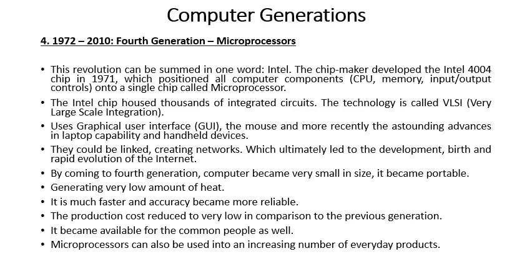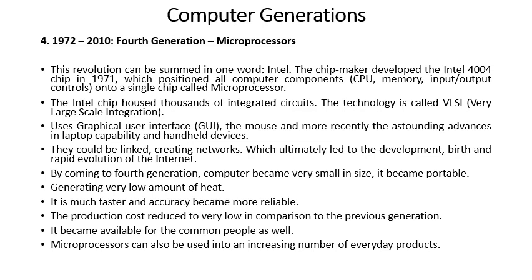Now these computers use a graphical user interface, the mouse, and more recently advances in laptop capability and handheld devices. Smartphones are an example of the fourth generation of computers. A laptop is an example of the fourth generation of computers. These provide a graphical user interface, so we can see icons, symbols, and pictures, and we can use a mouse as a pointing device, or a touch screen as a pointing device.